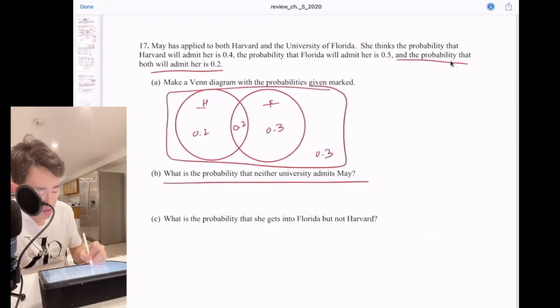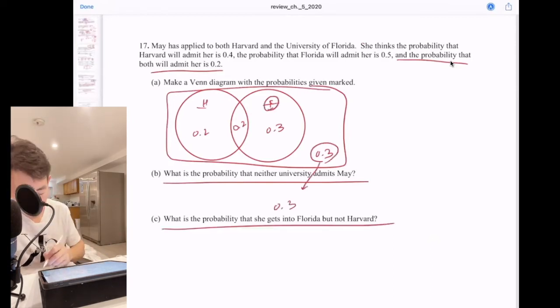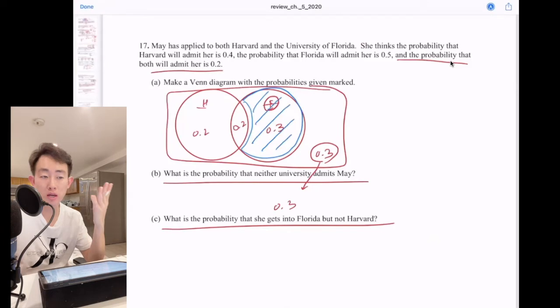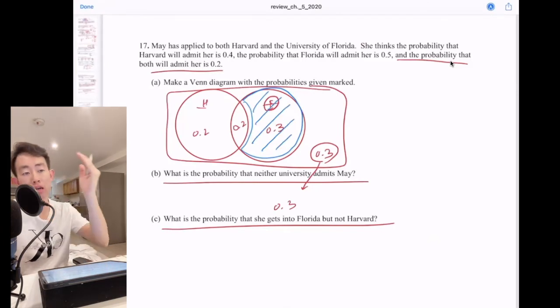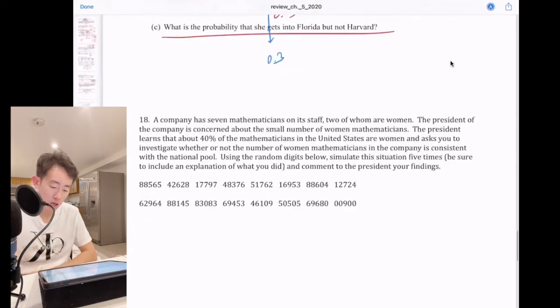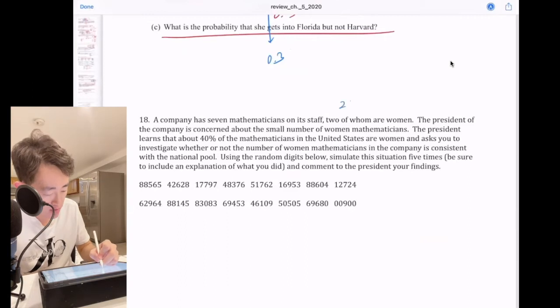What is the probability that neither? That's the answer. What is the probability that she gets into Florida, but not Harvard? That is this right here. Because those are the Florida people or Florida's acceptance rate, but Harvard has nothing to do with that. So that's 0.3. A company has 7 mathematicians on its staff, 2 of whom are women. So 2 out of 7.